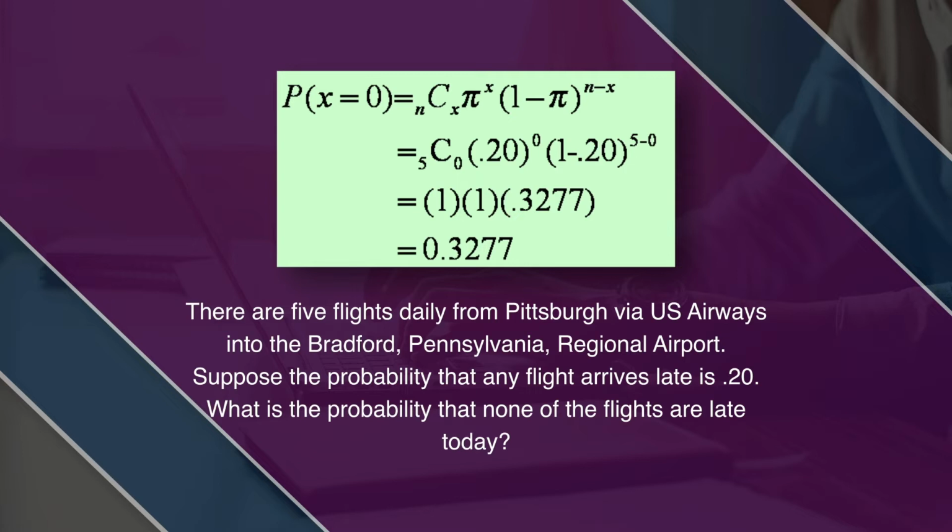If we do the mathematical calculation, the value of the combination of 5 choose 0 is 1, pi to the power x is 1, and 1 minus pi to the power n minus x is 0.327, and the total value is 0.327. So this is the formula by which we are going to calculate.